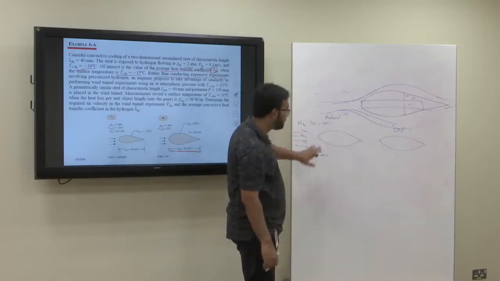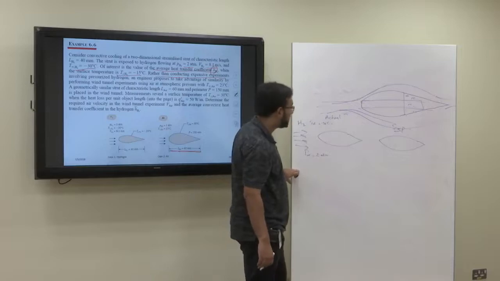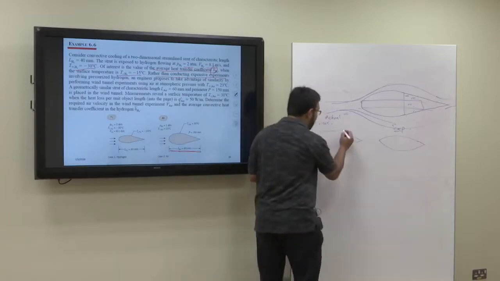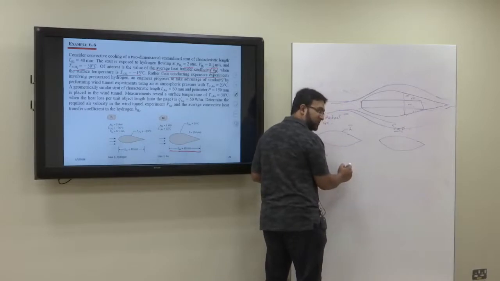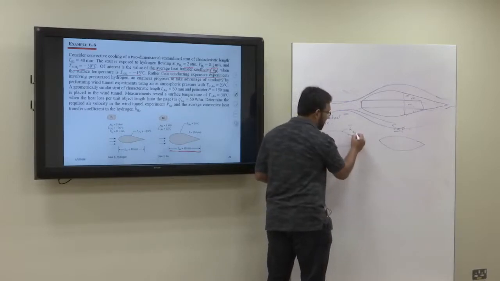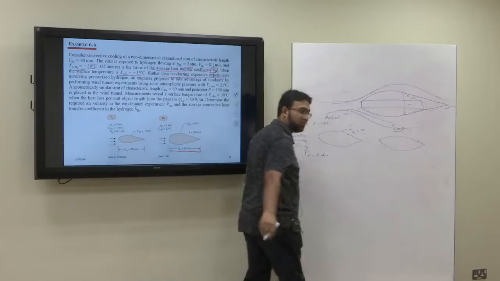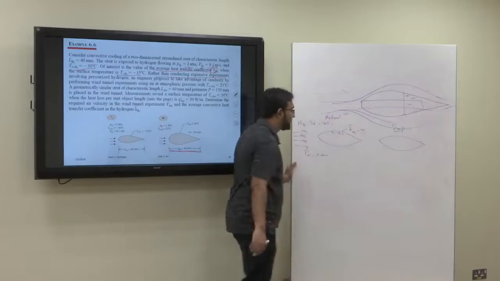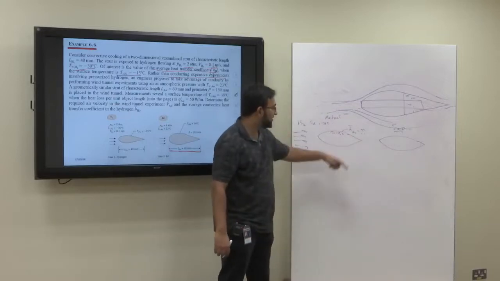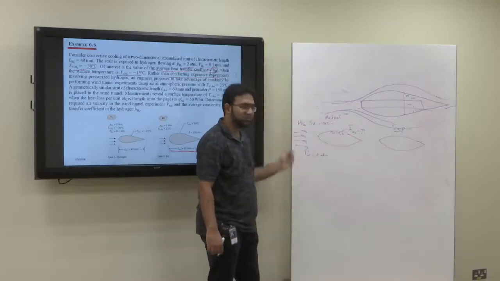But he doesn't want to use these conditions. What do we want? We want H bar, average heat transfer coefficient for this case, the hydrogen case. This is what we want to find out, when the surface temperature here is minus 15 degrees centigrade. Now he wants to find this thing, but he doesn't want to use these conditions.